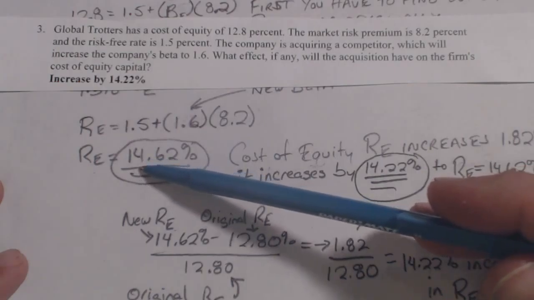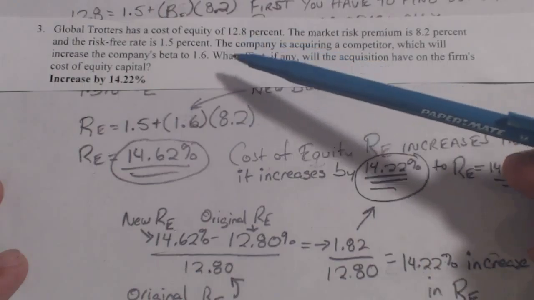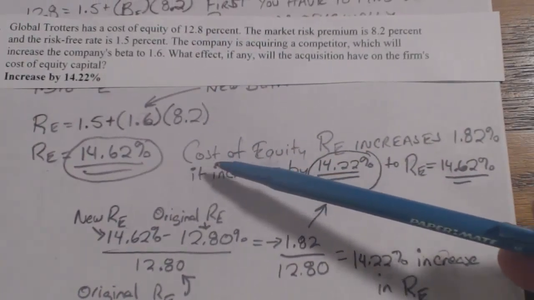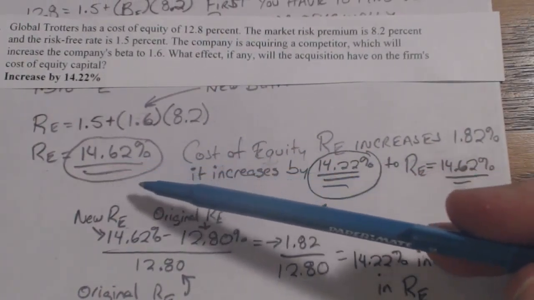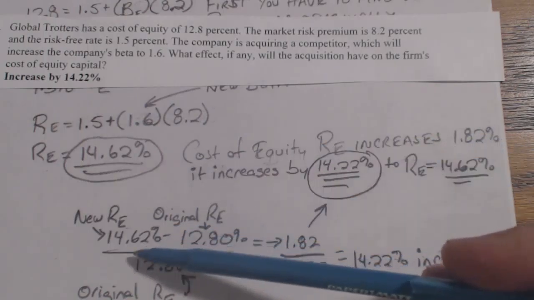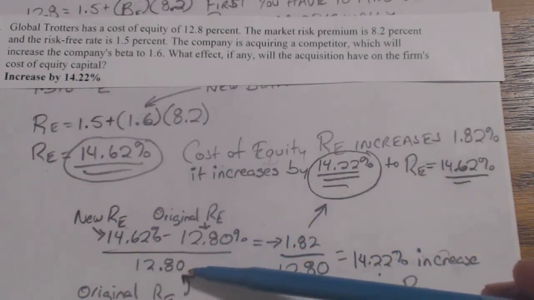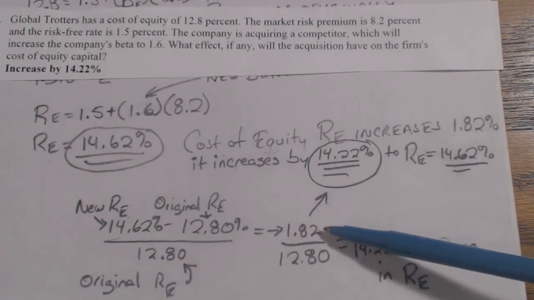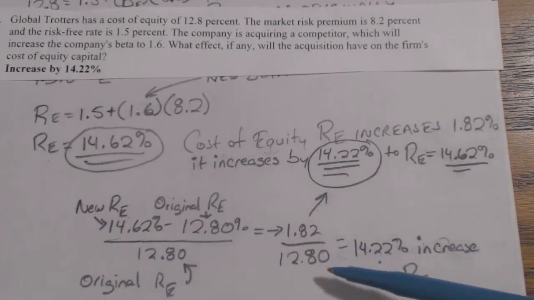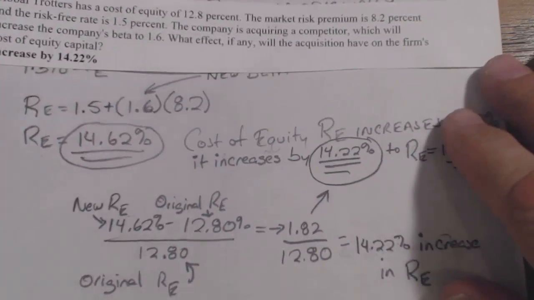It says what effect, if any, will it have? Well, it is 14.62% with the new beta, and it was 12.8% before. You subtract the two: 14.62 minus 12.8. The difference is 1.82. So this is the new RE, that was the original RE. You always put it over the original RE. That gives you 1.82 over 12.8, which tells you it's a 14.22% increase in RE. And that's the answer for number 3.